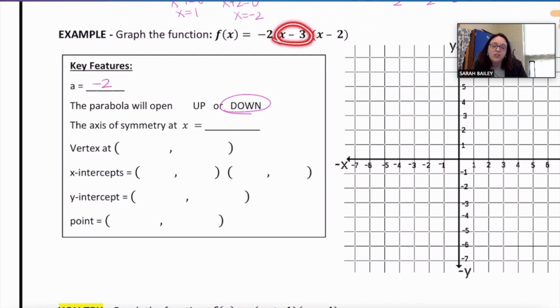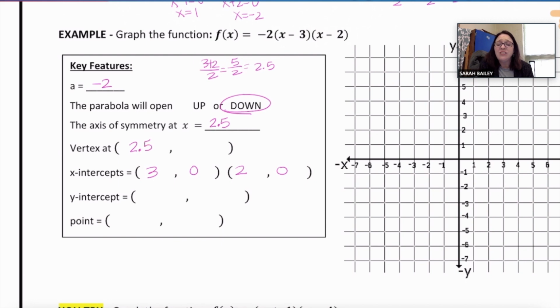So if x minus 3 is equal to 0, then the x-intercept here would be 3, and then here it'd have to be 2. So my x-intercepts are 3 and 2, 3, 0, and 2, 0. Let's do our axis of symmetry. So I'm going to add the 3 plus 2 together, and then divide by 2. So that's 5 over 2, or 2.5. So my axis of symmetry is x equals 2.5, which means the x-coordinate of my vertex is 2.5.